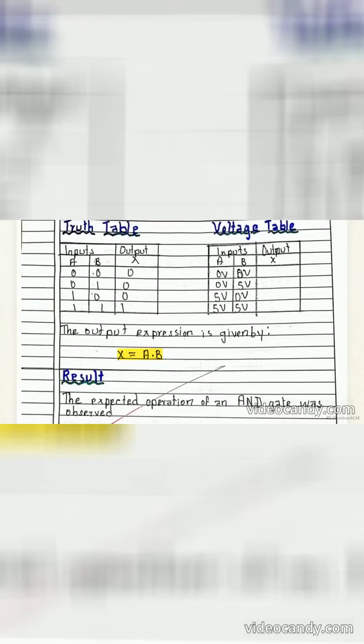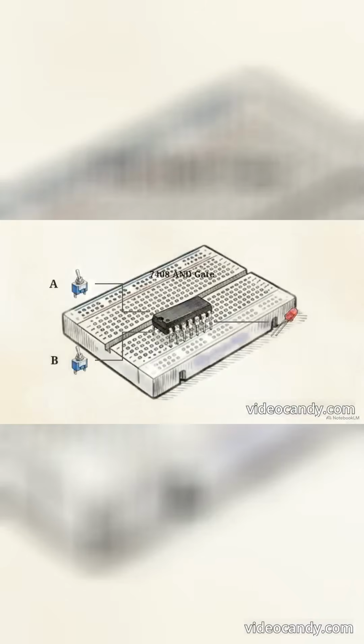X equals A dot B represents this mathematically. To test this, we use a 7408 chip on our virtual circuit board. Injecting 5 volts into switch A while leaving B at 0 keeps the circuit broken. Closing both switches concurrently opens the gate, passing 5 volts to the LED.